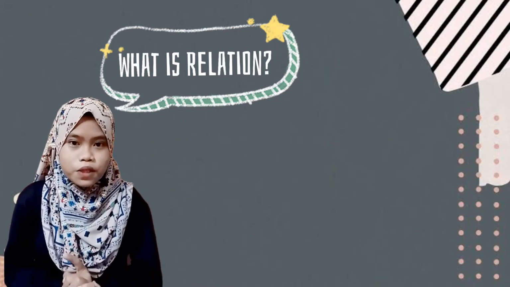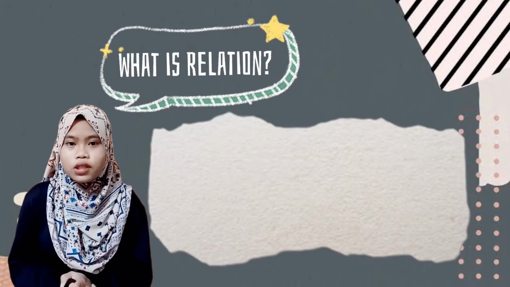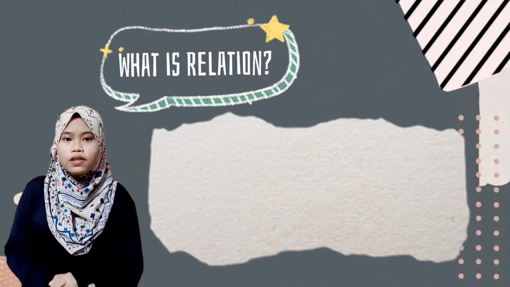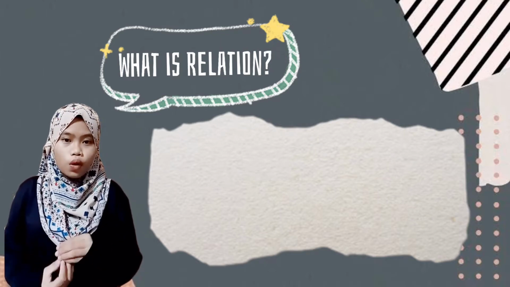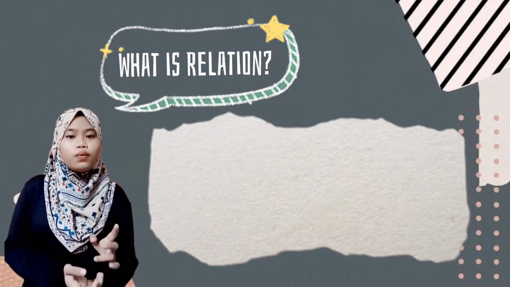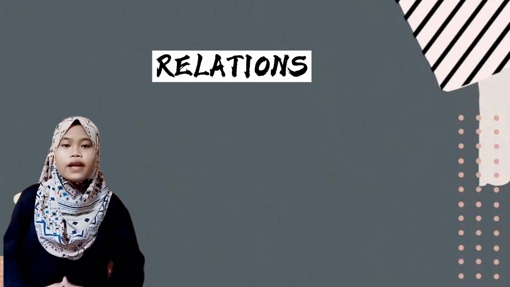Similarly to the objects of mathematics. When we say relation in mathematics, it is a rule that relates values from a set of values called domain to a second set of values called codomain or range. So I am going to show you what a relation looks like.